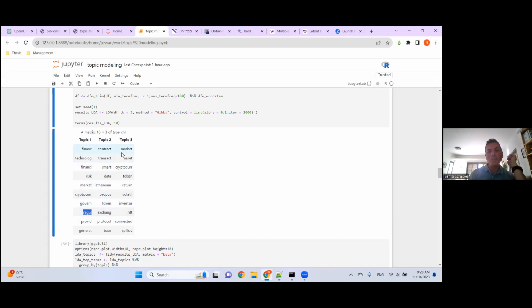The last one is more financial. It's more about the market, the assets, the cryptocurrency, and the volatility, NFT, investors, spillover, which are financial topics. And it's more related to financial. So this is the outcome that you can see.